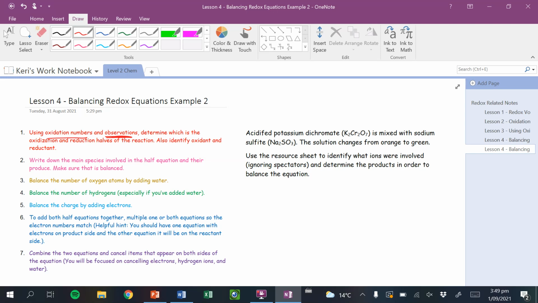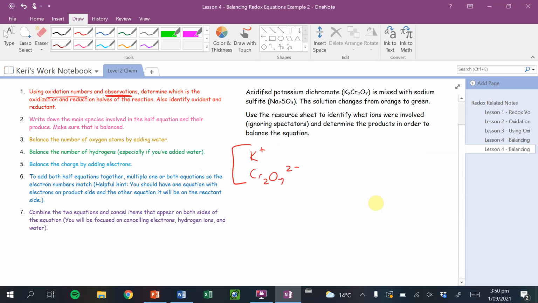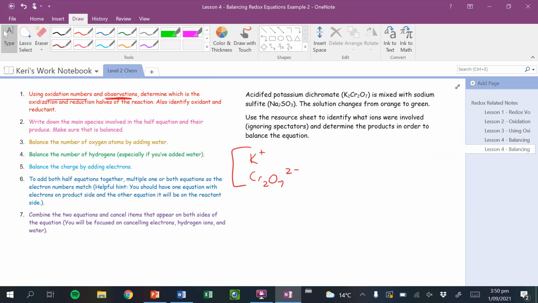So breaking it down, the acidified potassium dichromate gives me potassium ions and the dichromate ions. So I'm just writing that down there. So I have to be using one of these two. And then the other thing I have is the sodium sulfite. So sodium is the Na, and then sulfite is SO3 2-. So that's the other pair. You're only selecting one of the two ions in that ionic compound. Otherwise, it would auto redox itself.